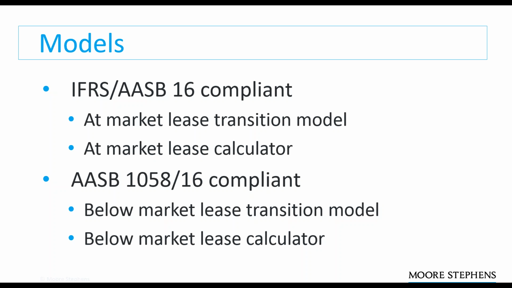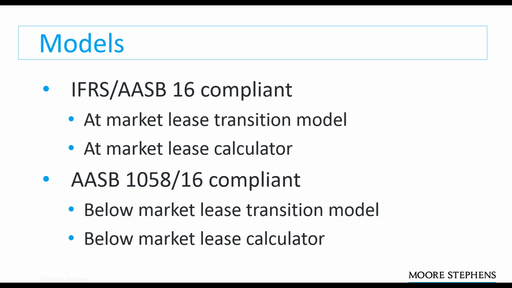Because the requirements are different, additional models had to be produced to assist not-for-profit entities in transitioning to IFRS 16. So where a not-for-profit entity has a below-market lease, they would use the below-market lease transition model to transition to the new requirements. And any leases that are on commercial terms, they would use the at-market lease transition model.